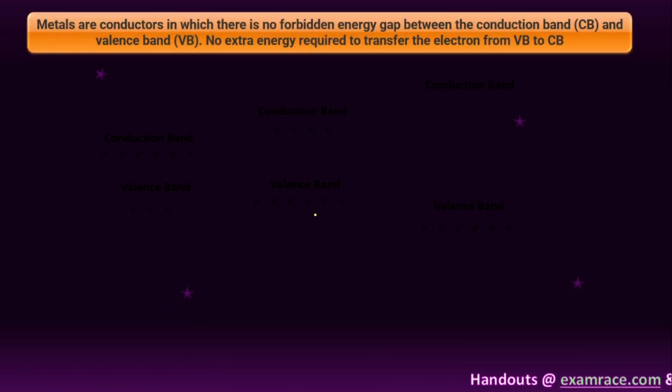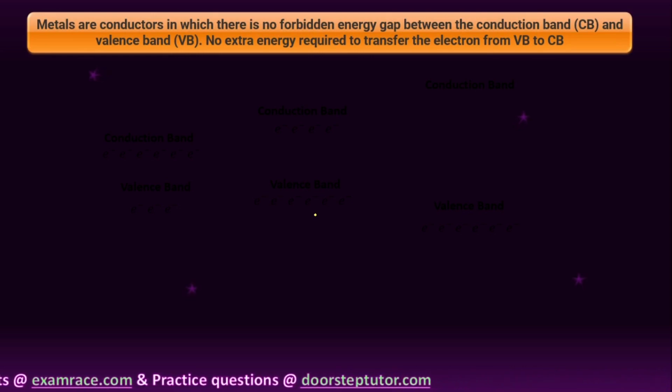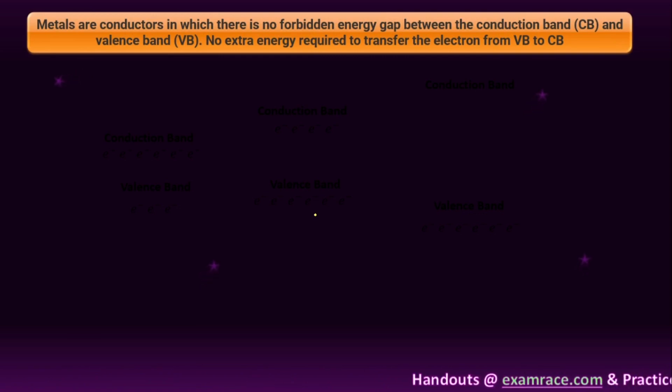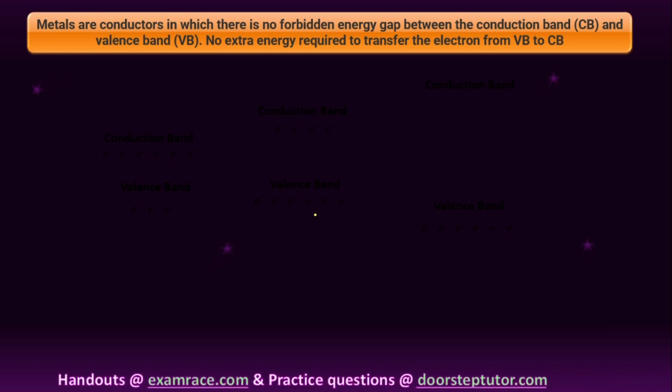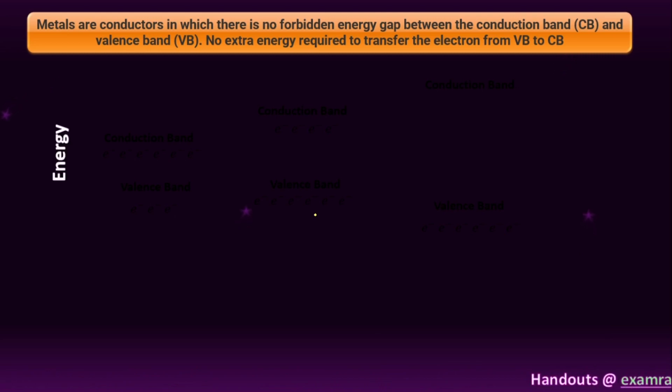Right? Here, what is meant by a conductor? Metals are conductors in which there is no forbidden energy gap between the conduction band and valency band. So in conductors the valency band is the lower and the conduction band is the higher, and there is no forbidden energy gap. So the electrons easily jump from the valency band to the conduction band. They exhibit the conductivity property in metal. So there is no need to provide any extra energy to transfer the electron from VB to CB. Right? Here you can see this is the energy graph.